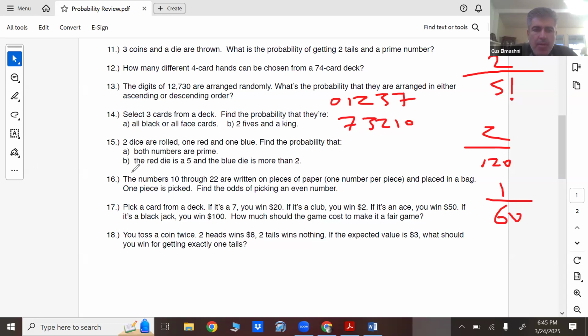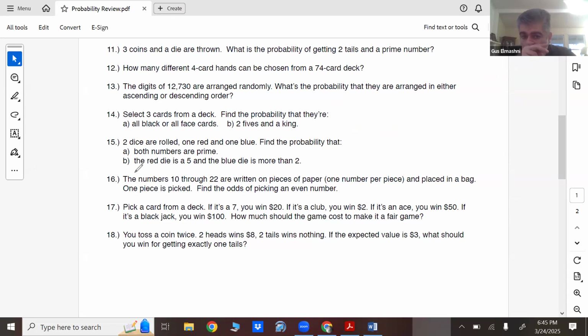Select 3 cards from a deck. Find the probability that they're all black or all face cards. The word "or" and "and" matter a lot, because "and" means it has to be simultaneous, while "or" means just the one or the other. So, probably all black. It's like 3 cards. Okay. So you're going to be adding these 2 probabilities.